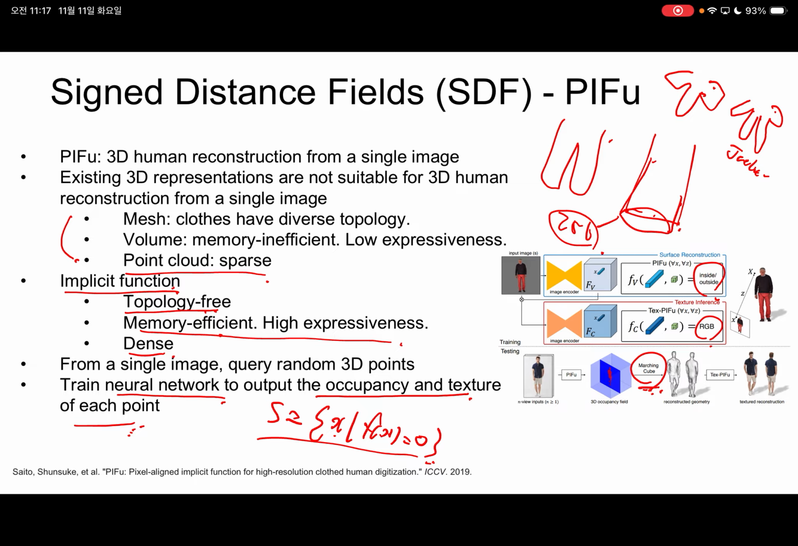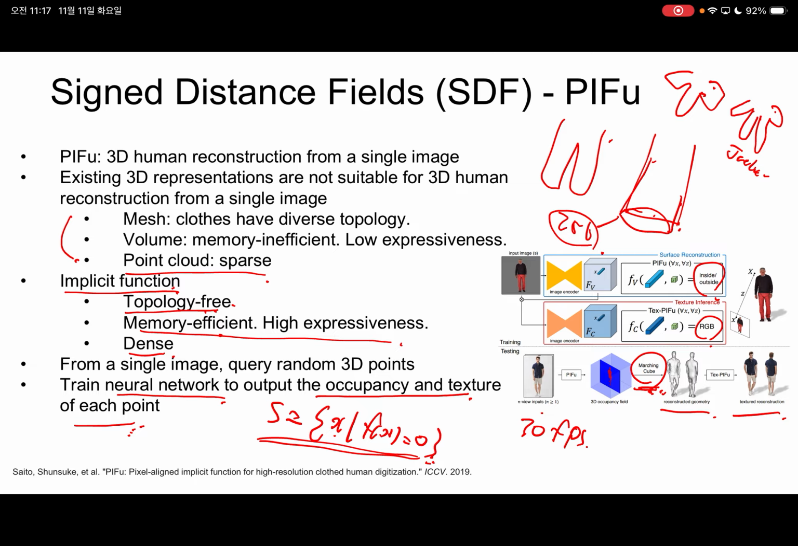So typically for a real-time application, we need 30 frames per second. But a few minutes for a single image, it's too slow. And let's say we have marching cube here, but for rendering to get images, it is too slow. So it is good, topology free, so that we can represent diverse clothes, memory efficient, high detail, dense, but the limitation is still that it is too slow. Marching cube already takes a few minutes.